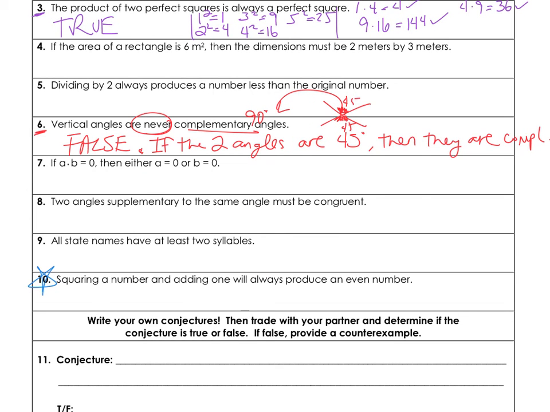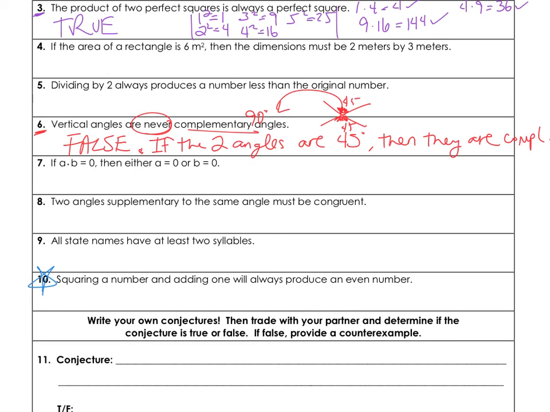And number 10, now I would like you to try this one on your own. Tell me if it's true or false, and then put your answer off to the side. All right, squaring a number and adding 1 will always produce an even number. So what it equals will always be an even number.